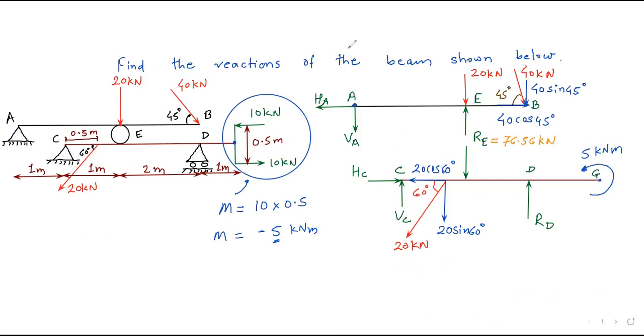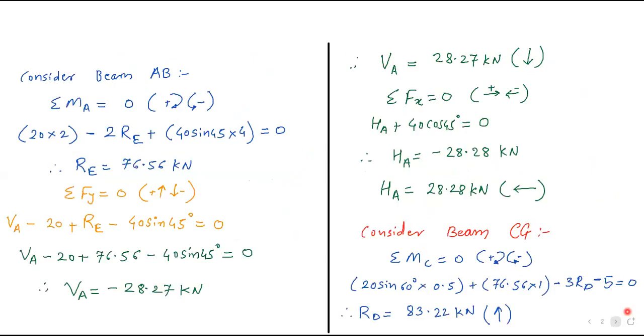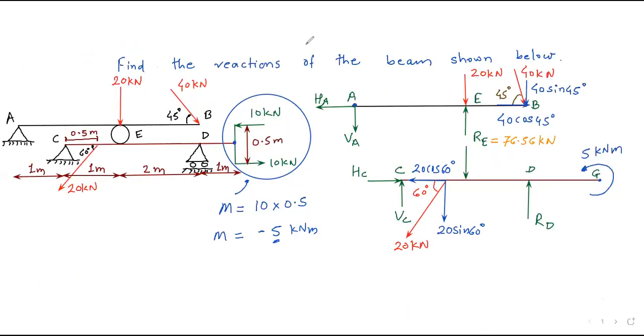So next. Now what we will do? Now we know the value of this RD. Now we will apply summation Fy equal to 0 so that we will get the value of this VC, vertical reaction at point C. Upward forces plus, downward forces minus. Now here you can see VC is moving upward, plus. Then 20 sin 60 is moving downward, minus. RE also moving downward, it is also minus. RD is moving upward, it is plus. So these forces will come into the picture.